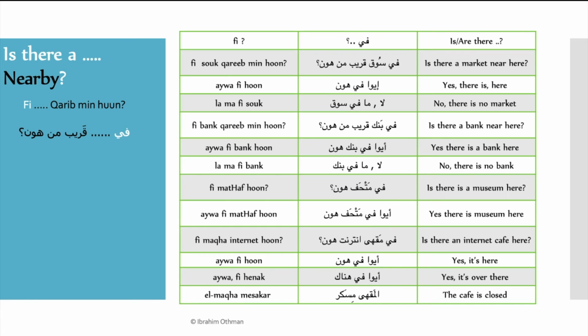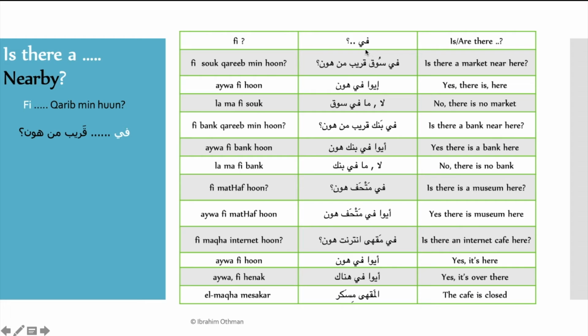Here is the Arabic script. So you could say fi, place, qarib min huna. Fi bank qarib min huna. Fi masraf qarib min huna. Fi mat'am qarib min huna. And all you need to do is to add the place you are after. We've got a couple of examples here in this page.